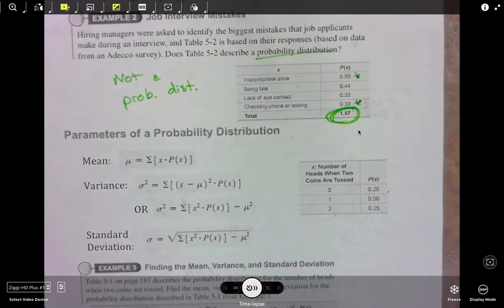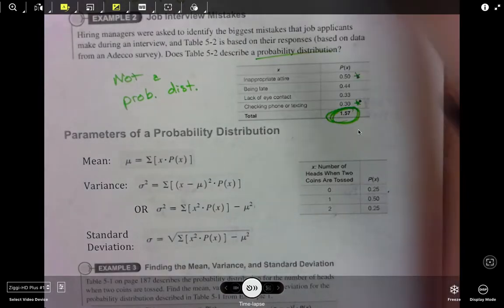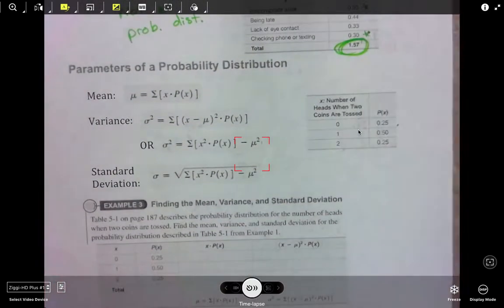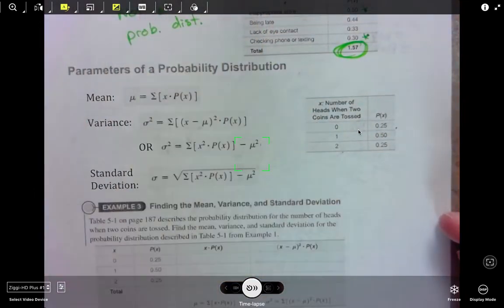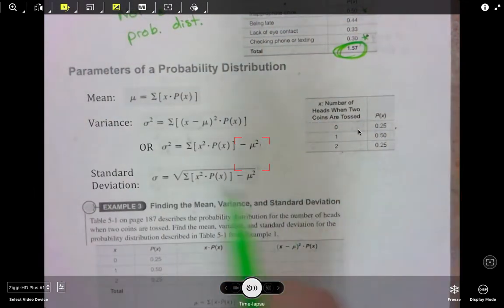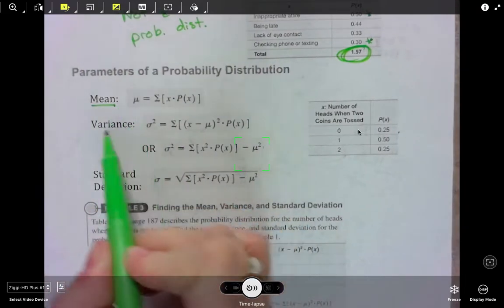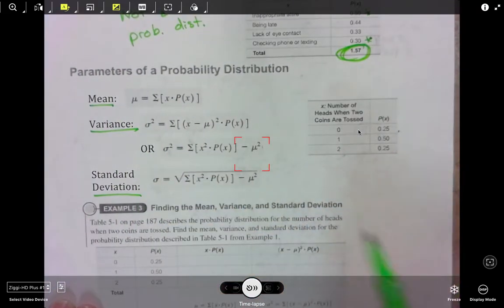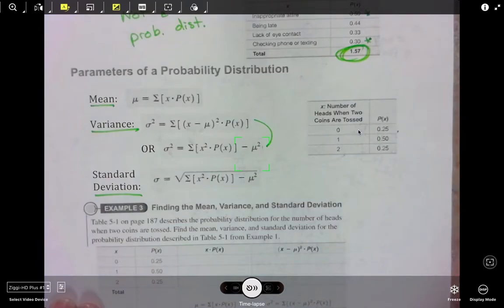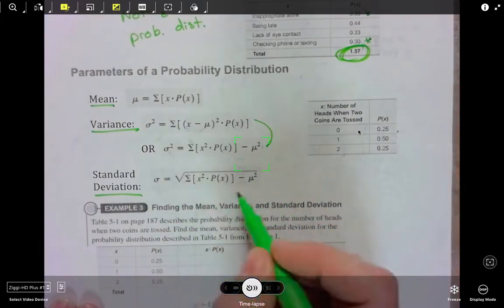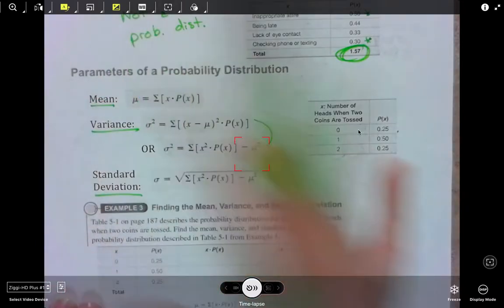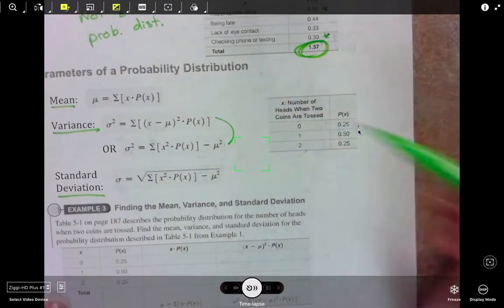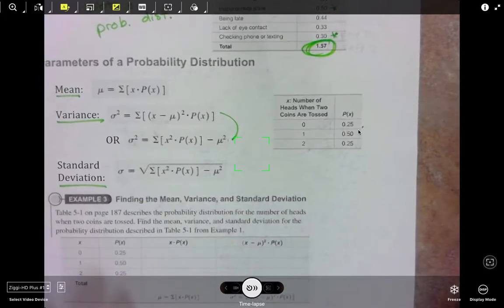Okay. Now to the tedious part. Don't get intimidated by these formulas. It's gonna be okay. It's gonna be all right. When you're finding the average and finding the variance and finding the standard deviation, they give you two formulas for variance, which basically means there's two formulas for standard deviation also, but we'll talk about that here in a minute. And you're finding the average of this probability distribution, okay?